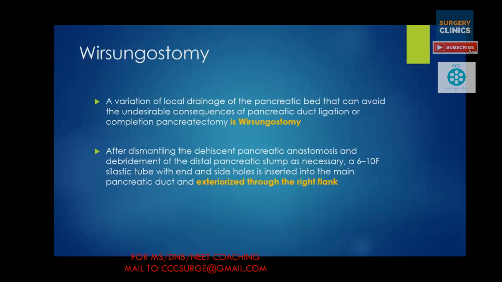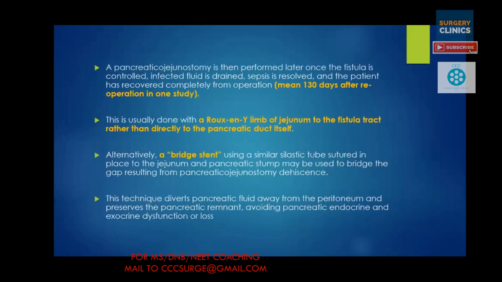See, after dismantling the dehiscent pancreatic anastomosis and debridement of the distal pancreatic stump as necessary, a 6 to 10 French silastic tube with end and side holes is inserted in the main pancreatic duct and exteriorized from the right flank. Okay, you have dismantled the PJ, you put a small 6 French silastic catheter, and we have taken it out directly from the right flank. Obviously, you take a second operation.